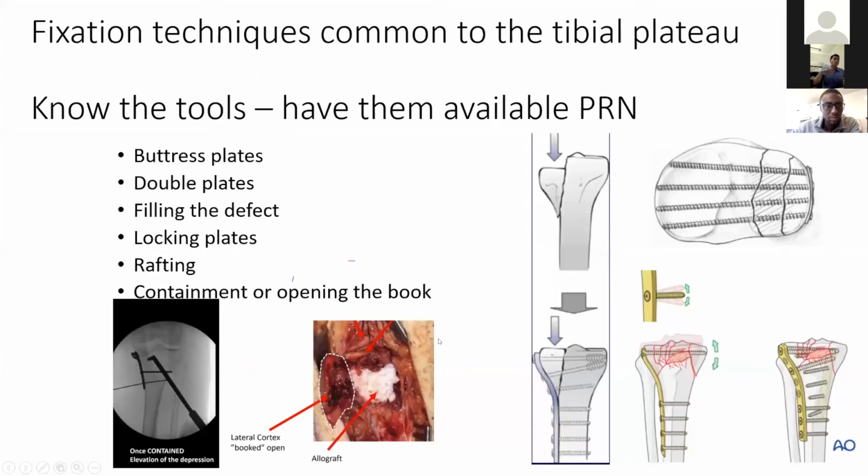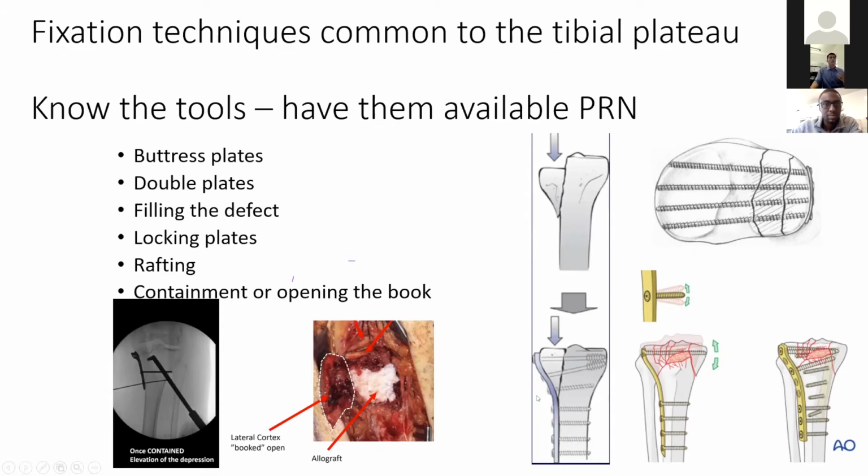Okay, so you have a bunch of tools that you can use to help you with reduction, and you have a bunch of tools to help you with fixation, and you're going to see a lot of terms thrown around in tibial plateau fixation. So number one thing is buttress plates. A buttress plate is taking that shear force and converting it into a compressive force. Classic AO stuff, but we're going to be using that all the time.